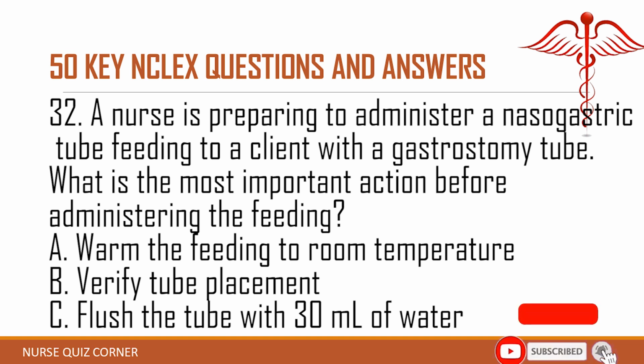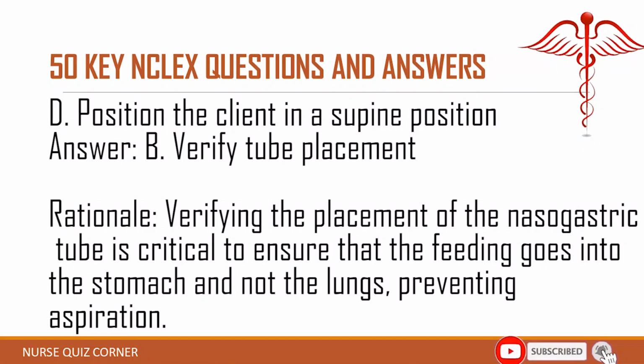32. A nurse is preparing to administer a nasogastric tube feeding to a client with a gastrostomy tube. What is the most important action before administering the feeding? A. Warm the feeding to room temperature. B. Verify tube placement. C. Flush the tube with 30 milliliters of water. D. Position the client in a supine position. Answer B. Verify tube placement. Rationale. Verifying the placement of the nasogastric tube is critical to ensure that the feeding goes into the stomach and not the lungs, preventing aspiration.